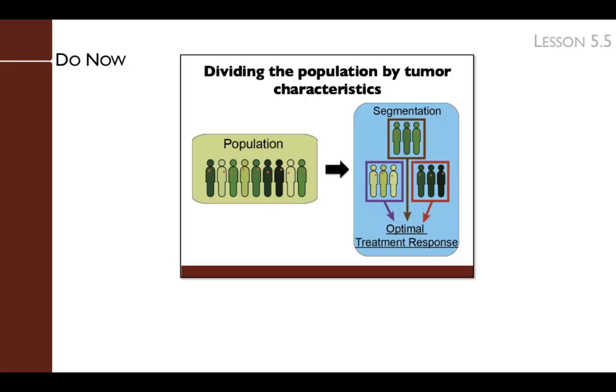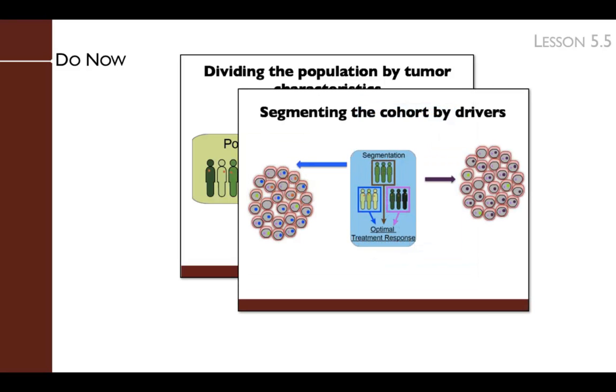One way to personalize medicine is to divide the population based on what similar tumor characteristics or driver mutations their cancers have. By segmenting the population and administering treatment based on what driver mutations their cancers have, we can more closely reach an optimal treatment response.